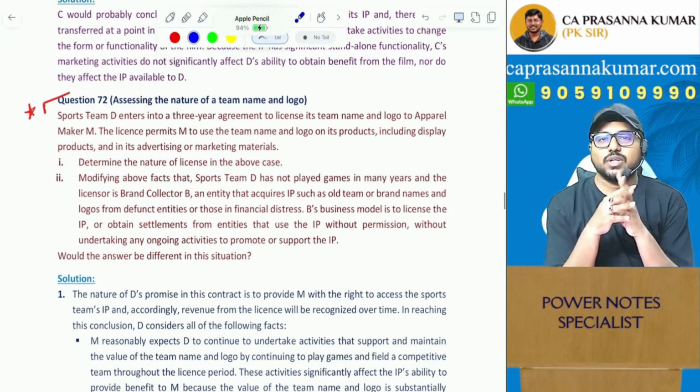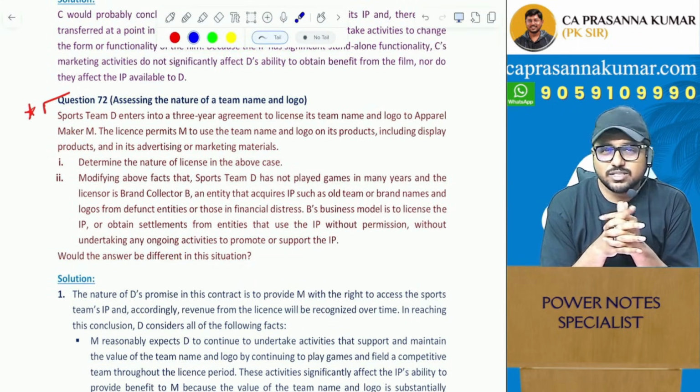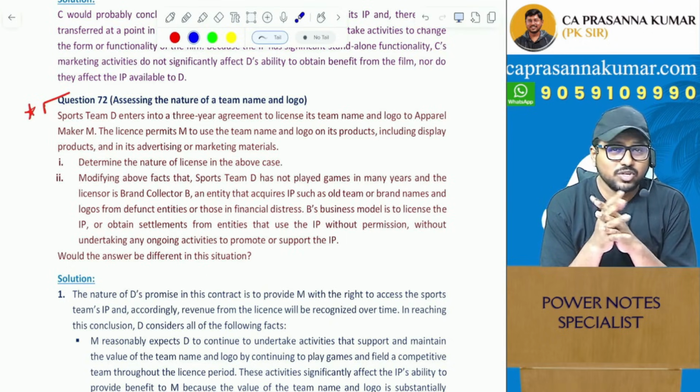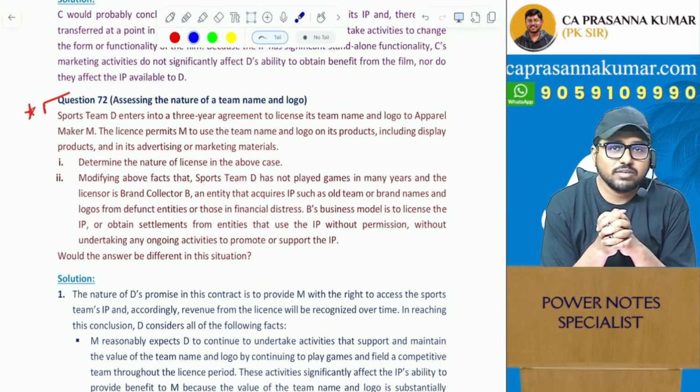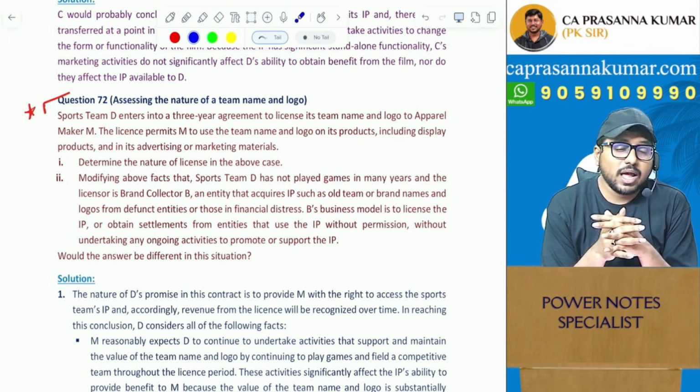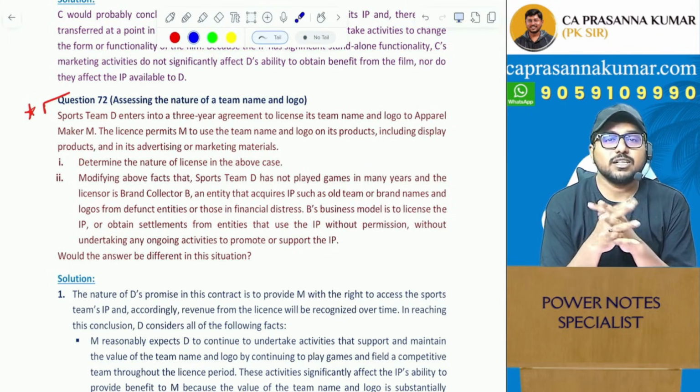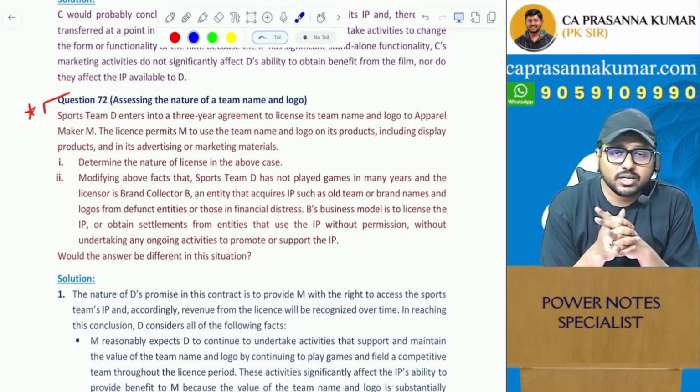So now that you know that there are only two types of intellectual property license, one is right to access, the other one is right to use. Right to access means the kind of access that you get is dynamic in nature. Therefore, the transfer of control of service will happen over a period of time. Therefore, PO will be satisfied over a period of time. Therefore, revenue has to be recognized over a period of time.